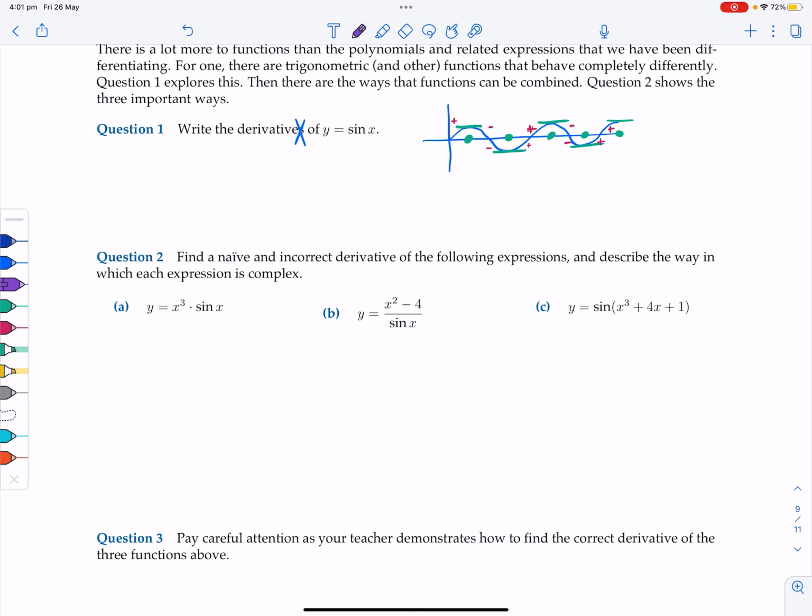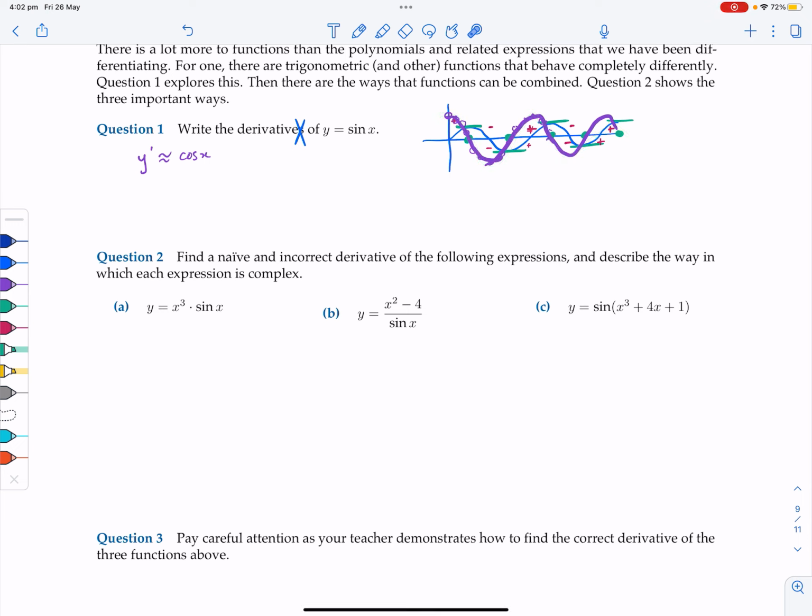So I need a positive value, let's say here, but it needs to go down to 0. And then I need negative values, but then it's got to go back to 0 here. And then it's going to be positive, but it's got to go back to 0. What you can see is that we end up with something like this. So it seems that if y equals sine x, then y dash is, let's just say, approximately equal to cos x, just based on the shape of what we've got here.